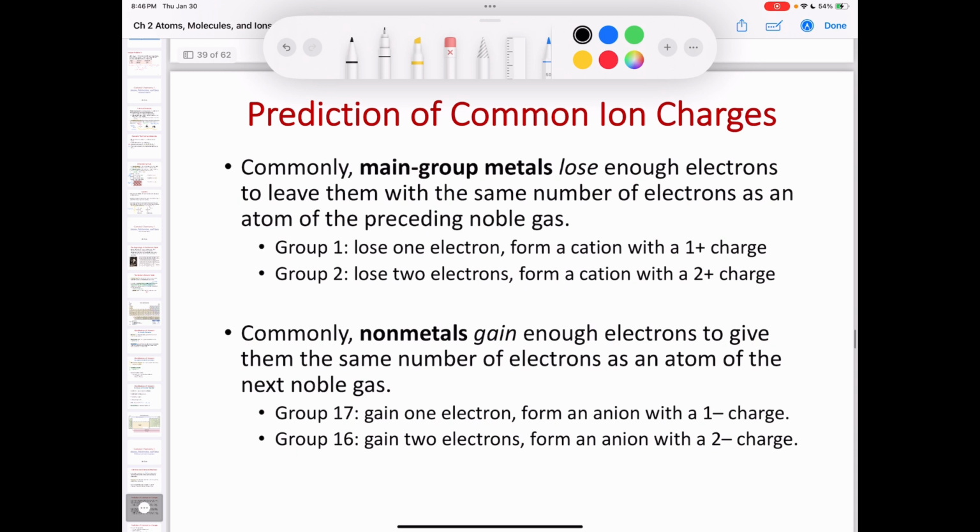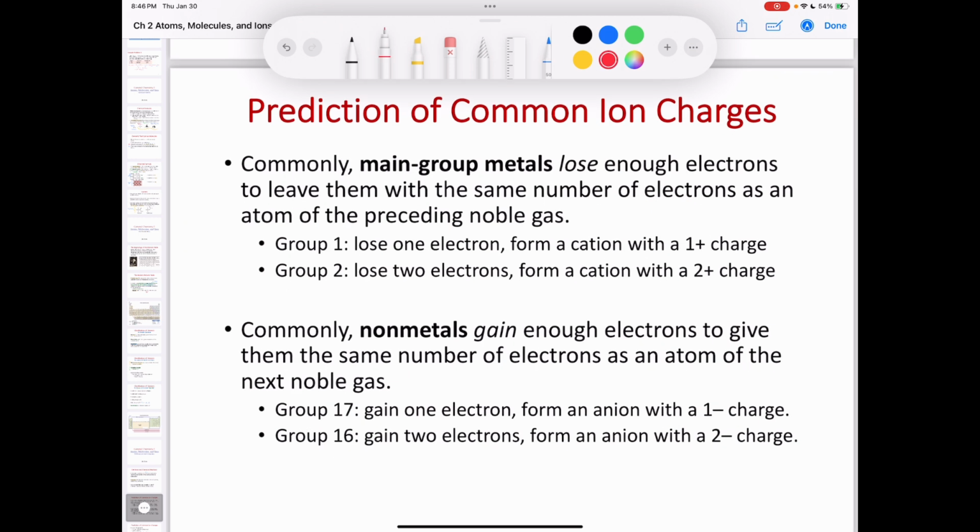When we talk about the main group elements, remember the main group elements are groups 1 and 2, and then 13 to 18. But only the elements in those groups that are metals like to lose enough electrons to leave them with the same number of electrons as an atom of the preceding noble gas.